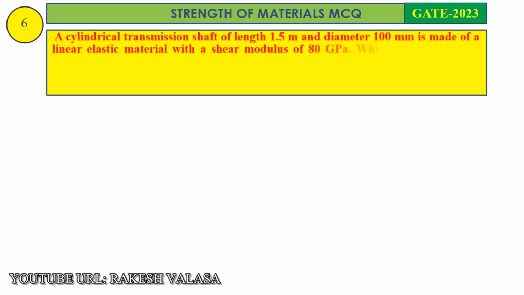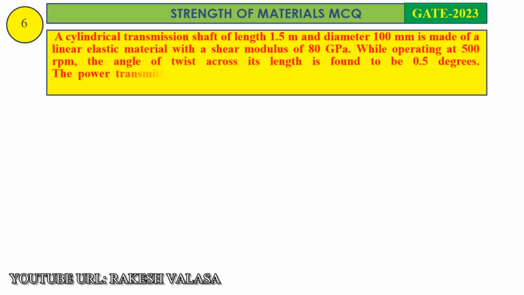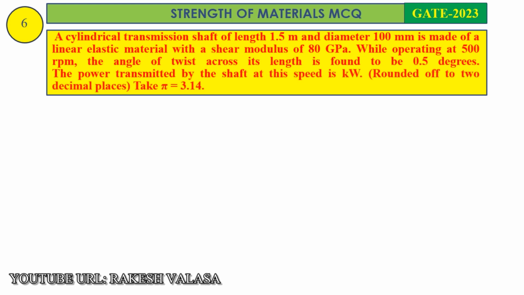A cylindrical transmission shaft of length 1.5 meters and diameter 100 mm is made of a linear elastic material with a shear modulus of 80 gigapascal. While operating at 500 rpm, the angle of twist across its length is found to be 0.5 degrees. The power transmitted by the shaft at this speed is ___ kilowatts.